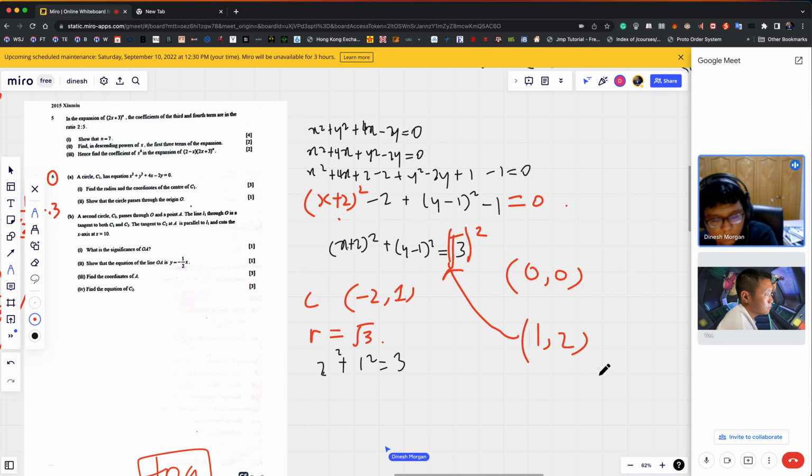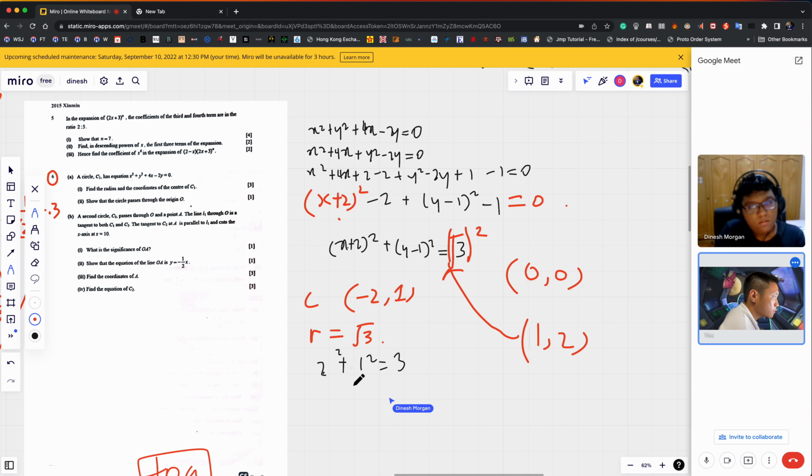Wait, but when I put it as 0, 0, it doesn't add up. You get 2 squared, which is 4. Then you get 1 squared, so it's 1. Show that the circle passes through the origin. So how do you show the circle passes through the origin?